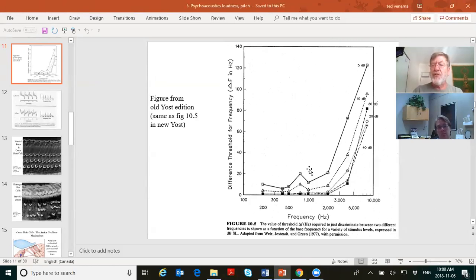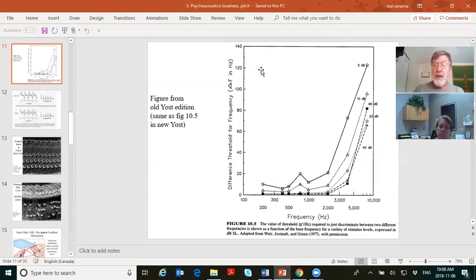Now you've got a bunch of lines here, and all they mean is at 5 dB, 10 dB, 20, 80, whatever. Look at the big picture. Forget the different lines. For the lows to the mids, you don't need much difference in frequency to recognize that there's a difference. But when we get to the very high frequencies, we need to make a bigger difference in order to recognize it. And this is for normal hearing people.